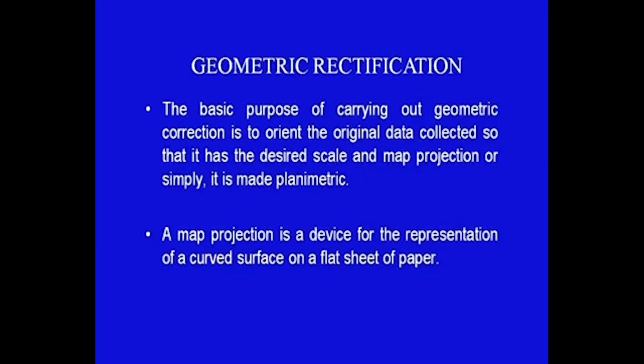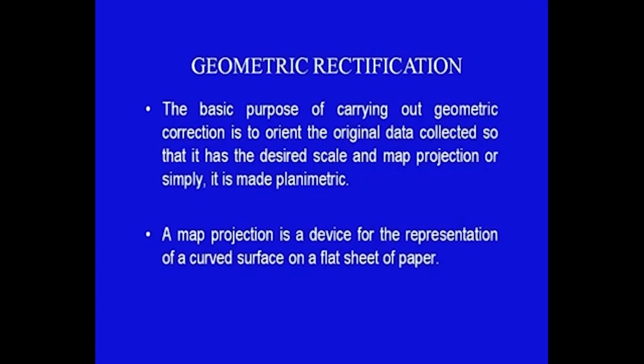Having had a look at the systematic and non-systematic errors which could come into play due to various factors as discussed earlier, now let us look at the procedure by which these can be removed from the digital images or remote sensing data sets. This process is what we call geometric rectification.